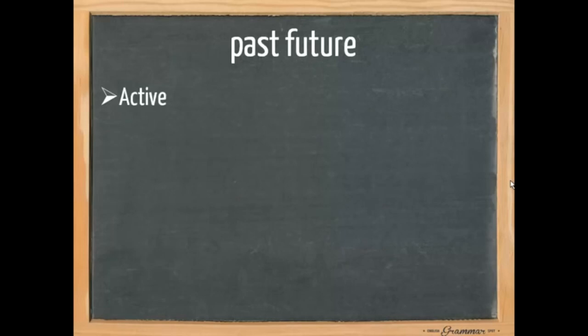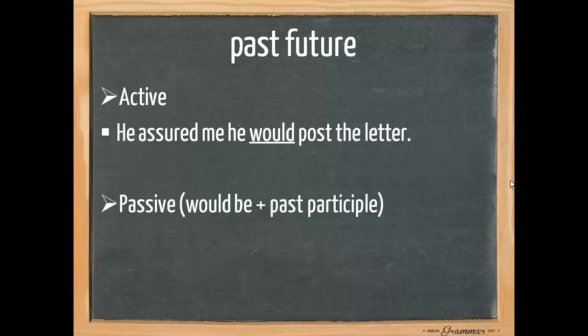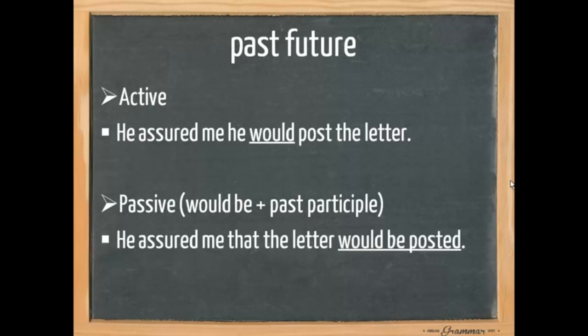The past future. He assured me he would post the letter. That's a past future. For the passive, we use "would," "be," and a past participle. He assured me that the letter would be posted.